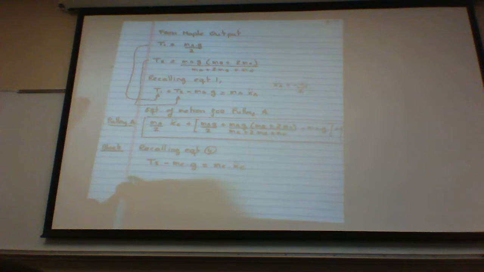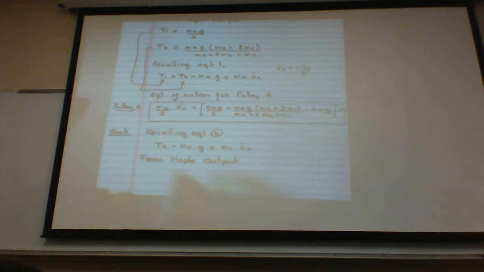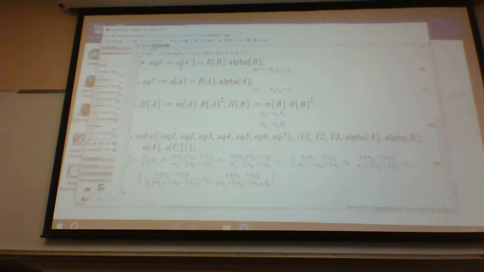So from the Maple output, what is T3? It is 2 M_C g (M_A plus M_B) divided by (M_A plus 2 M_B plus M_C).